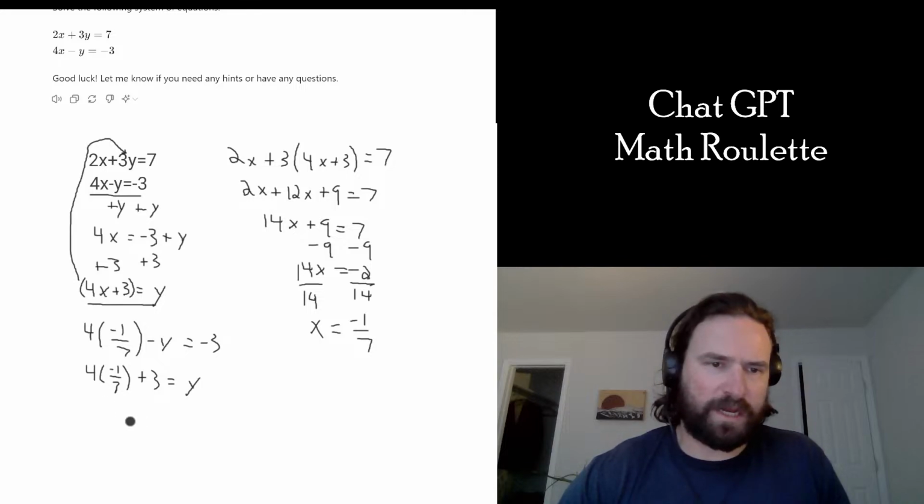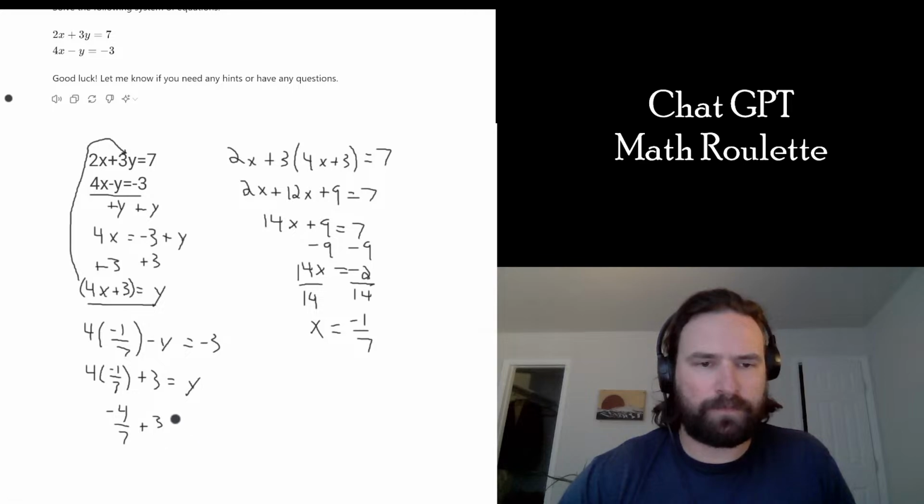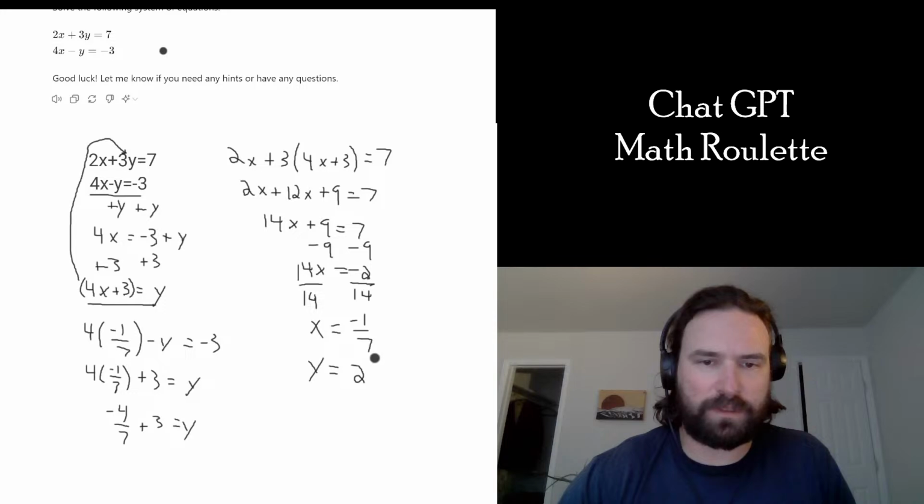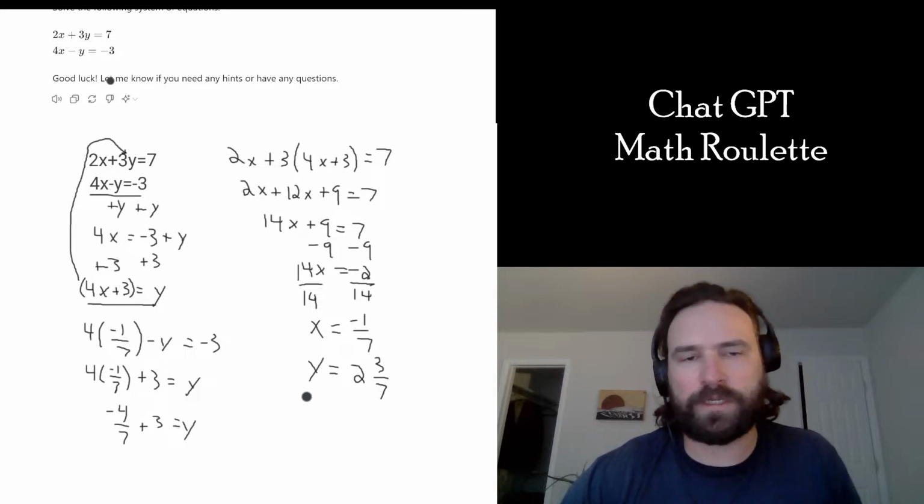And then 4 times -1/7 is -4/7 plus 3 equals y. So y is going to equal 3 minus 4/7, which is going to leave us with 2 and 2/7. 2 and 3/7, sorry. And that'll be our pretty disgusting answer.